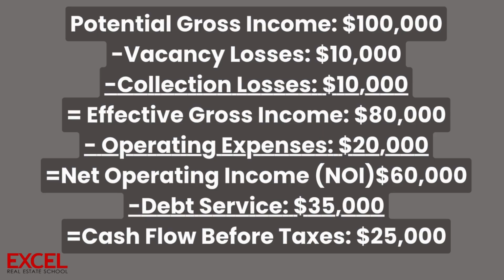Now we're going to subtract the operating expense. That's $20,000. Net operating income, NOI, is now $60,000. Now that we have the NOI, we need to subtract the debt service. That is $35,000. So now that gives us a cash flow before taxes of $25,000. The exam usually focuses on understanding the order of this calculation rather than the complexity of the math.